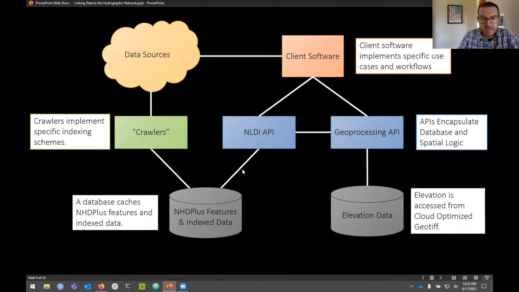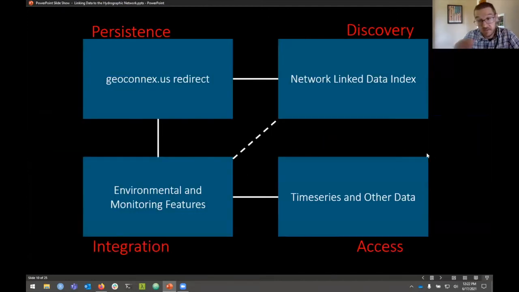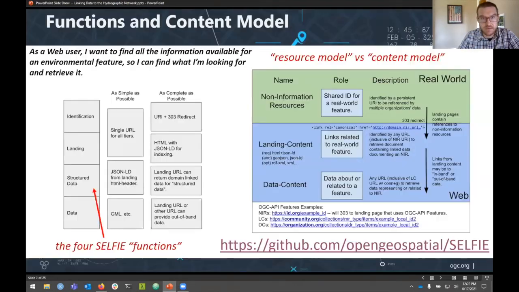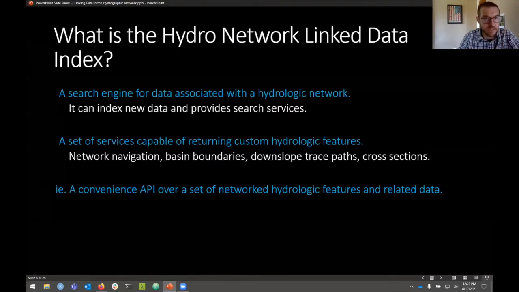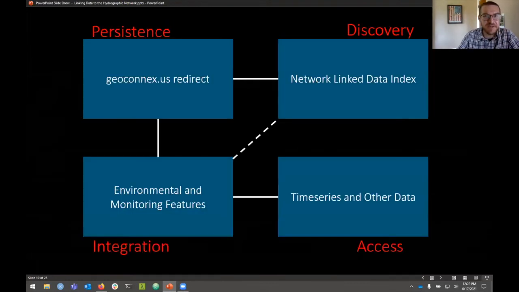So as we go forward, the relationship between these two is going to evolve. The NLDI API will likely call the geoprocessing API for some things, and that's kind of a work in progress, and we'll see where that goes. So that's that piece. And coming back to this, I glossed over the SELFIE and ELFIE stuff in terms of real nitty-gritty details. I could spend two hours going through that material alone.